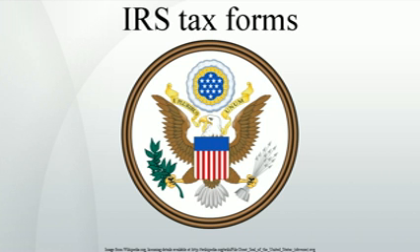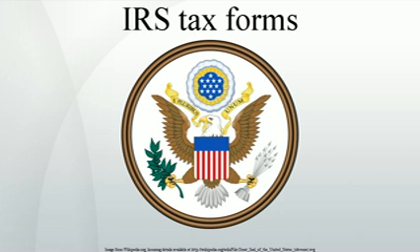1099-H, health insurance advance payments. 1099-INT, interest income. 1099-K, merchant card and third-party network payments. 1099-LTC, long-term care benefits. 1099-MISC, miscellaneous income. 1099-OID, original issue discount. 1099-PATR, taxable distributions received from cooperatives. 1099-Q, payment from qualified education programs. 1099-R, distributions from pensions, annuities, retirement plans, IRAs, or insurance contracts. 1099-S, proceeds from real estate transactions. 1099-SA, distributions from an HSA, Archer MSA, or Medicare Advantage MSA.